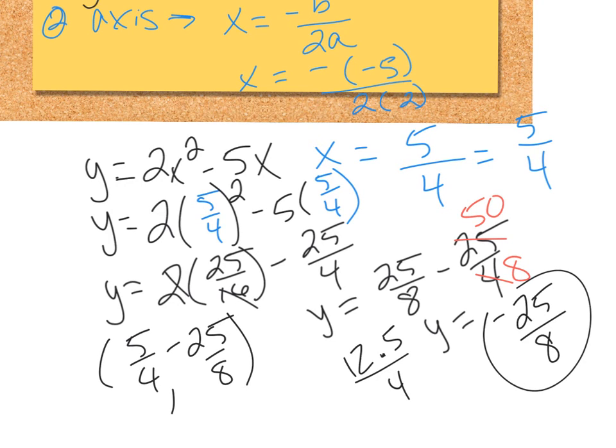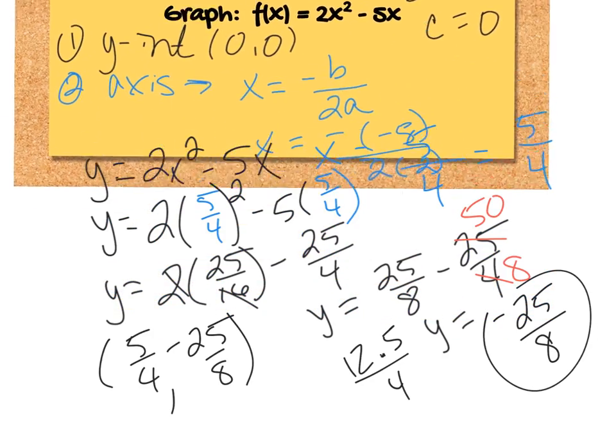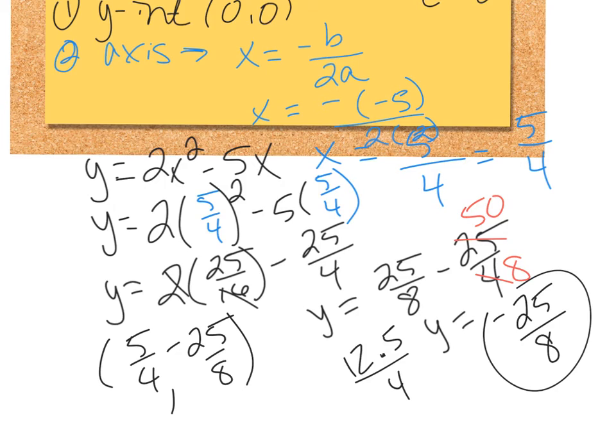A is positive. I'll go back up so you can see A is positive. So it is going to open upward. We want to add another graph. Graph paper. Done. Okay, so 0, 0 is my y-intercept.